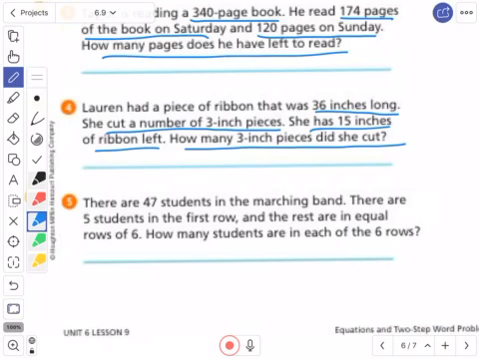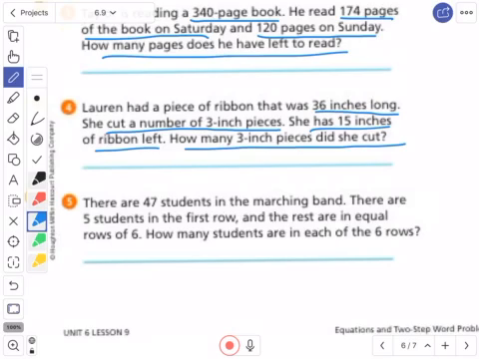Okay, I think I know what I'm going to see there. Interesting. I think I see that first step. I'm going to have to do something with that 36 inches for sure. I need to know how many 3-inch pieces she cut. How much of the ribbon did she use to cut 3-inch pieces? What 2 numbers am I going to use first? Am I going to use 36 and 3 or the 36 and the 15? I'll think about that.